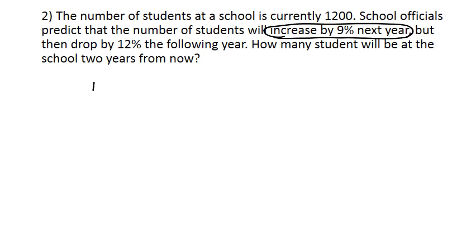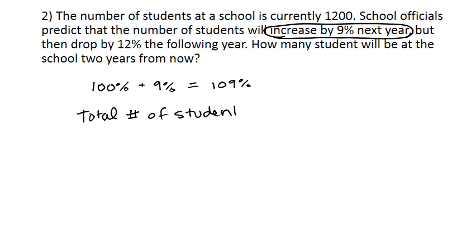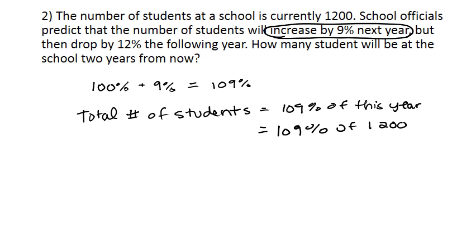our number of students next year will be 100% of the students we have this year plus 9%, or 109% of how many students we have this year. So what we can do is take out some steps by saying the total number of students for next year will be equal to 109% of the students we have this year. So that will be 109% of our 1,200 students.